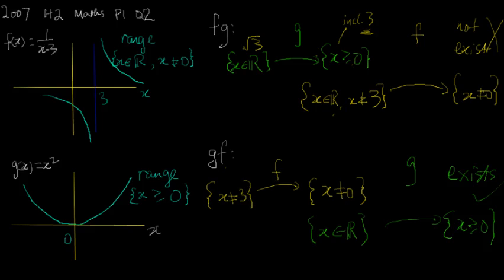Okay, so let me write this out. GF of x is equal to G of f(x), which is 1 over x minus 3, and G is x squared, so I need to square that. So it's 1 over (x minus 3) squared, and that's the answer to the first part.